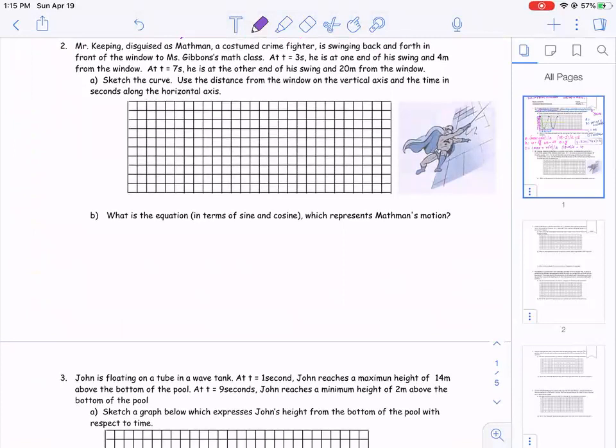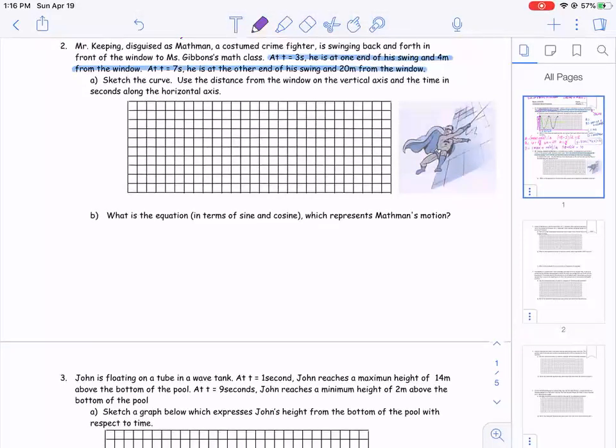Okay, so Mr. Keeping, disguised as a math man, a costume crime fighter, is swinging back and forth in front of the window to Miss Gibbons' math class. At time equals 3 seconds, he is at one end of the swing, 4 meters away from the window, and at 7, he's at the other end of the swing, 20 meters away from the window. So he's swinging back and forth every time, so it's going to be periodic. It's going to keep repeating.